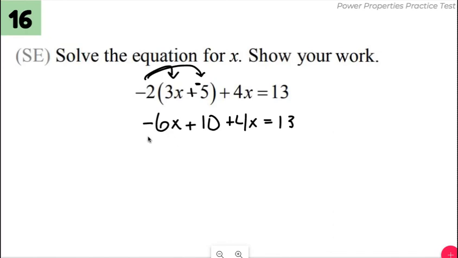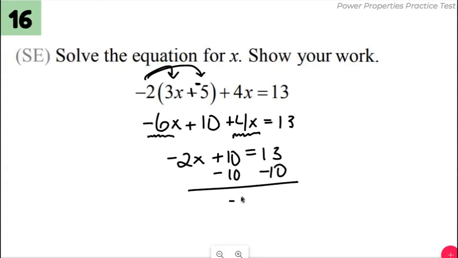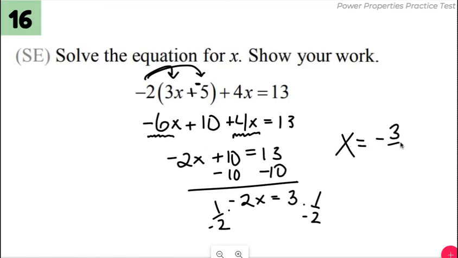Still not done simplifying on the left. I have an x and more x's, so negative 6x plus positive 4x is negative 2x. Now I can start solving because my left side is simplified. And I end up with x equals negative 3/2. And that's just long-term review. This is something that you definitely need to continue practicing, but that's it.